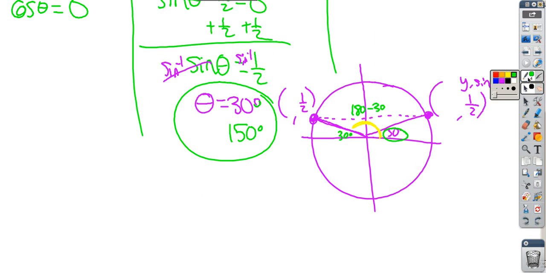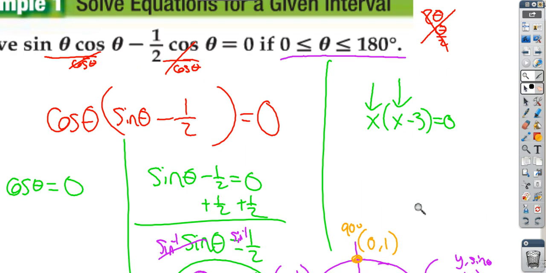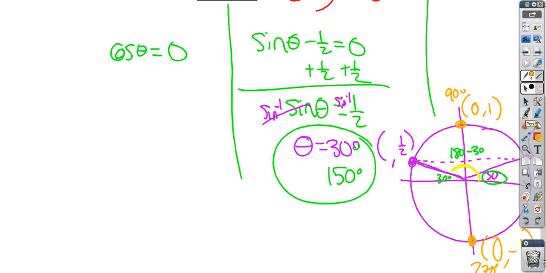Cosine is the x-coordinate, and the x-coordinate is 0 right here, because on a unit circle that's the point 0, 1. It's also 0 right here. And this is 90 degrees, and this is 270. So both of those would be answers, but notice they only want angles, they tell us, between 0 and 180. So we only have to take the 90 as our answer.